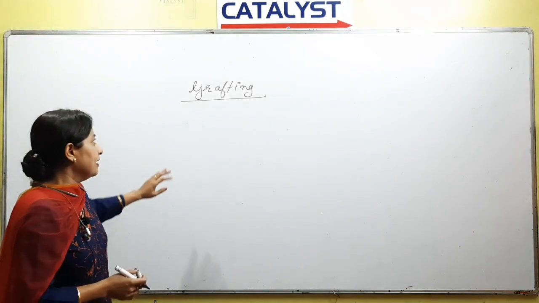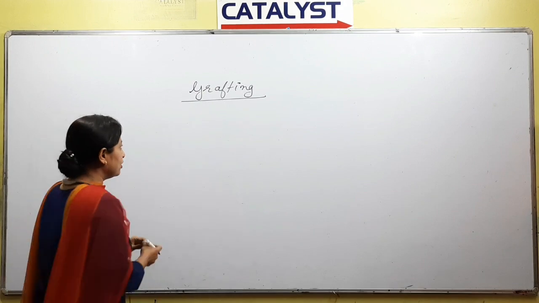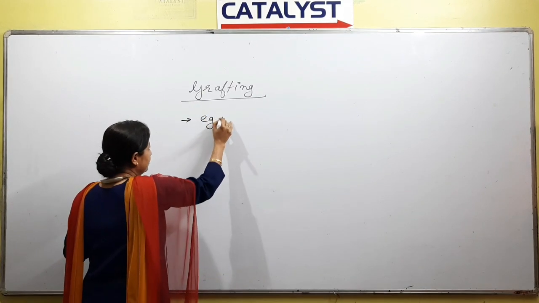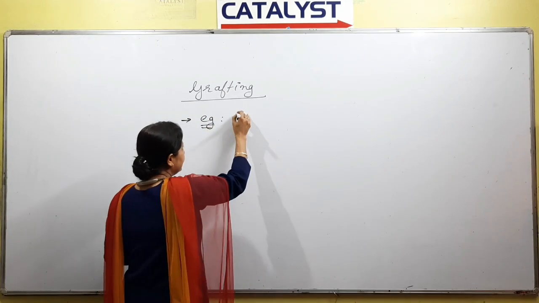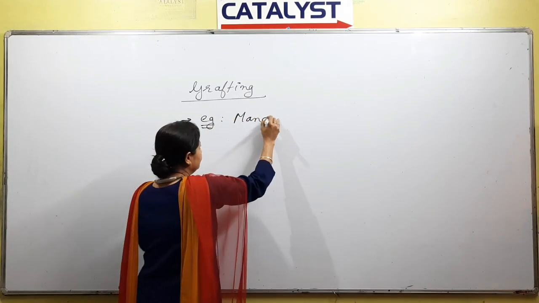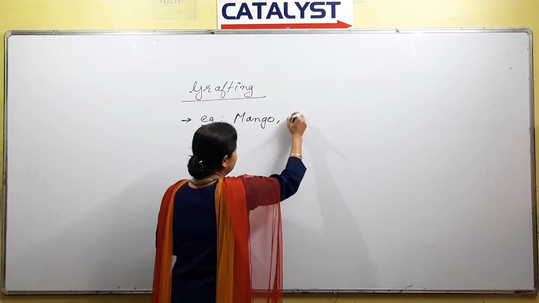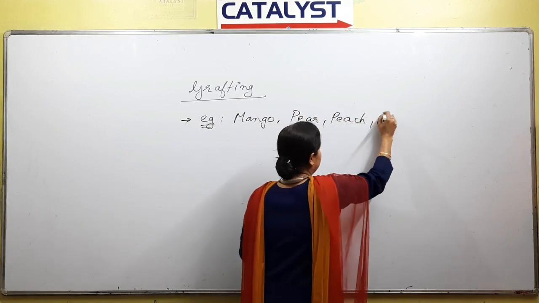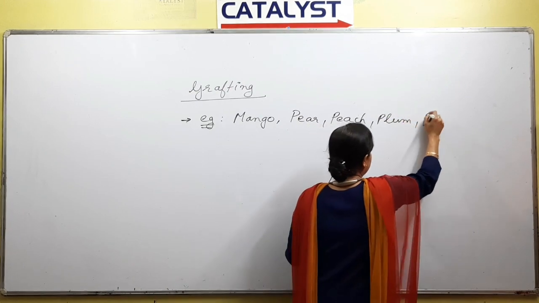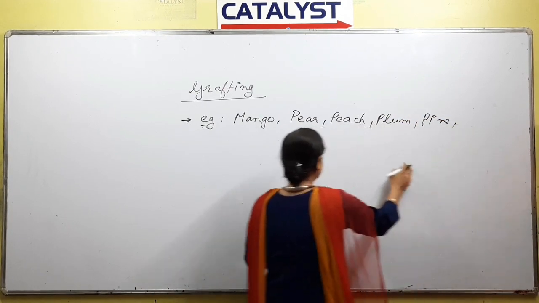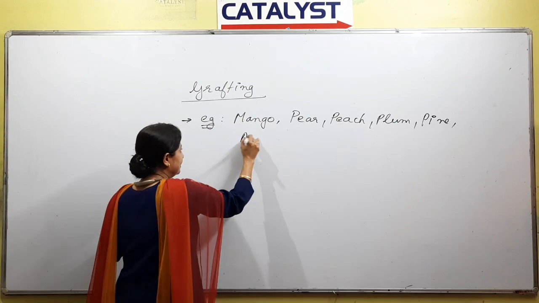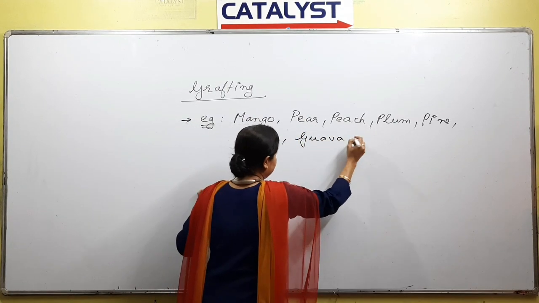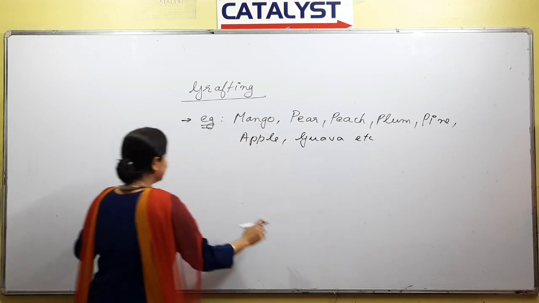Okay. So we are talking about grafting. Let's see what are the points that we need to remember. First is the examples of the plants in which you can see grafting: mango, pear, peach, plum, pine. There are so many examples. Apple, guava, etc. Right? So first is the examples.